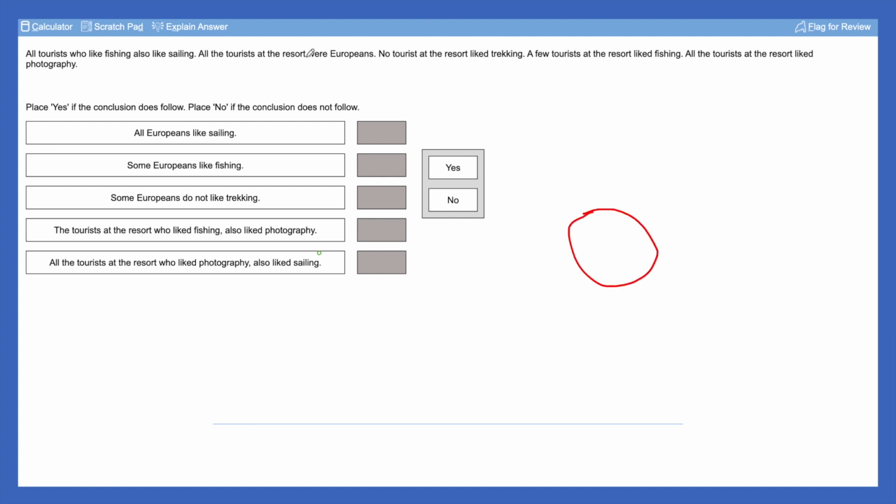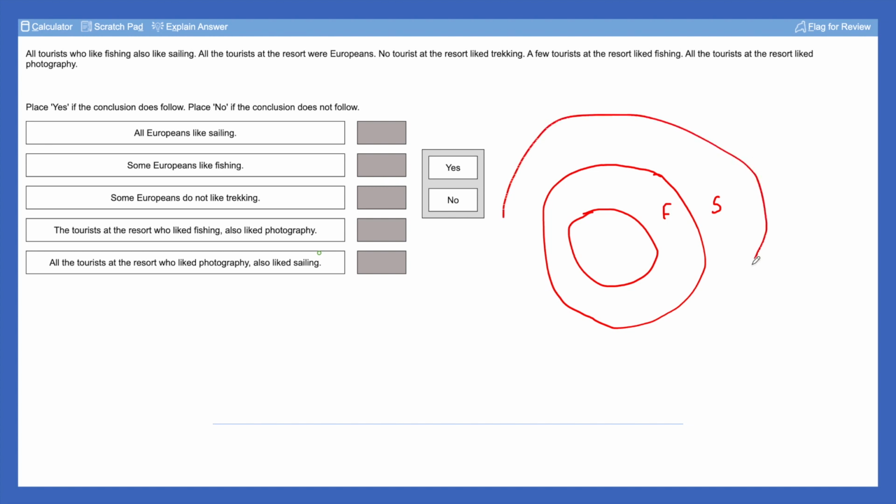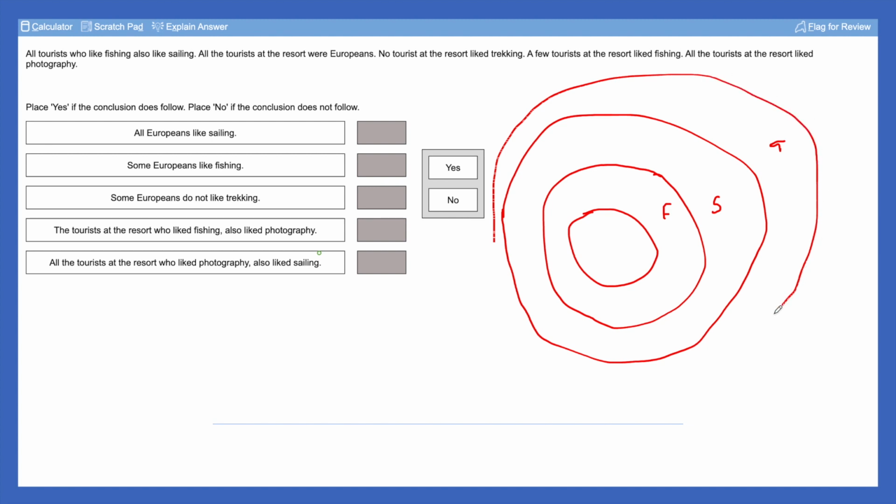Initially starting off with fishing. So we know that a few tourists at the resort like fishing, and all tourists who like fishing also like sailing. So fishing is here, and let's draw sailing around it. So sailing is here. All tourists at the resort were Europeans. So let's say this is a big circle containing all tourists. So they're all Europeans. So we know that all the tourists were Europeans, but not all Europeans are at the resort. So let's draw another circle around tourists. This circle is called European.